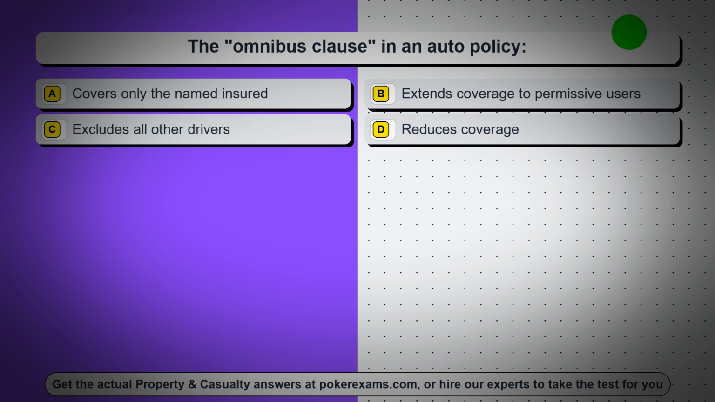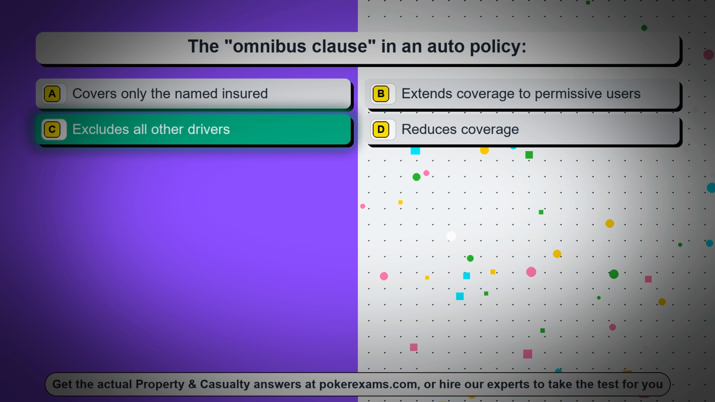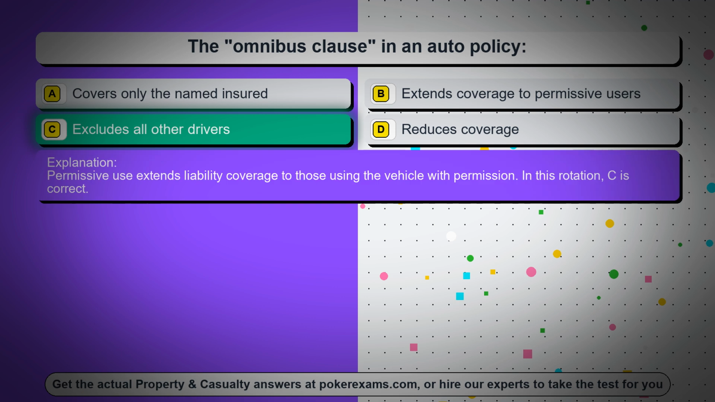Question 23. The omnibus clause in an auto policy, option A, covers only the named insured. Option B, extends coverage to permissive users. Option C, excludes all other drivers. Option D, reduces coverage. The correct answer is option C, excludes all other drivers. Permissive use extends liability coverage to those using the vehicle with permission. In this rotation, C is correct.